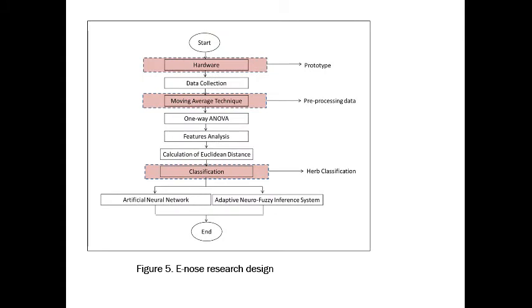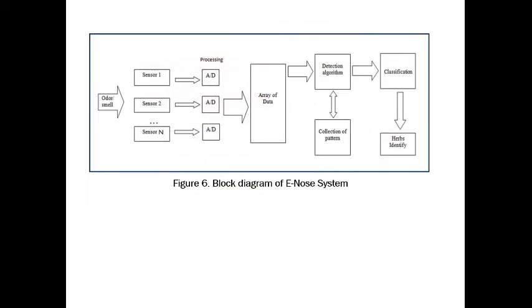Okay, this is the flowchart for the research design. Develop prototype, data collection, pre-processing, and classification using the artificial neural network and also adaptive neuro fuzzy inference system. Okay, this is the block diagram of the system. We have the odor of smells from the herbs. This is the sensor array. We do the processing, then get the array of the data. So we develop the detection algorithm and then do the classification. Lastly, we can identify the herbs.